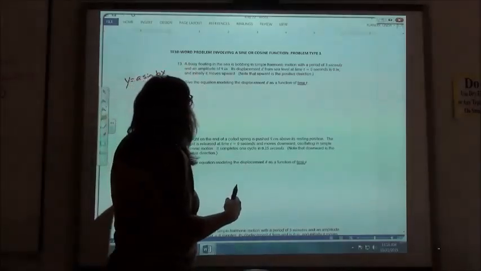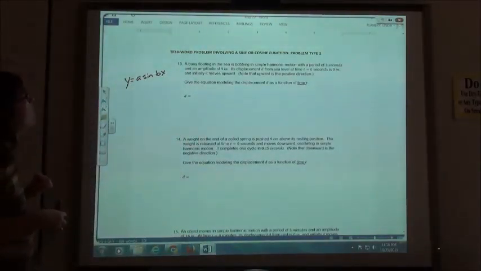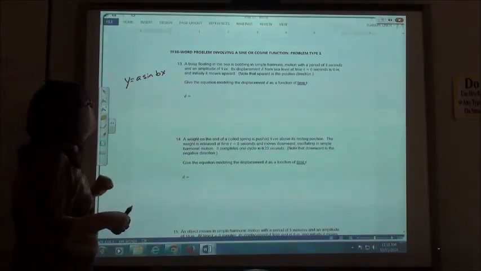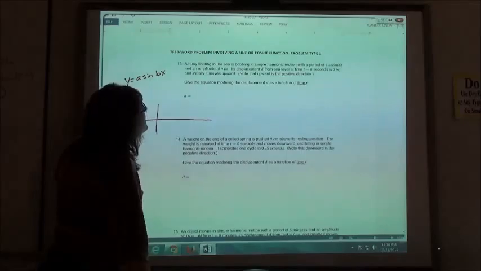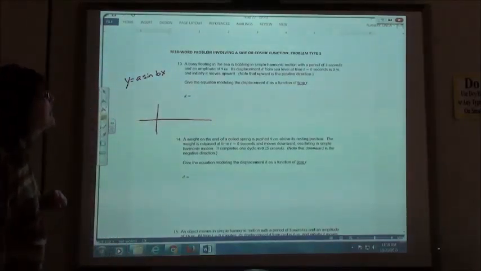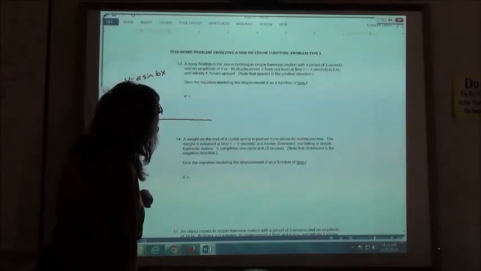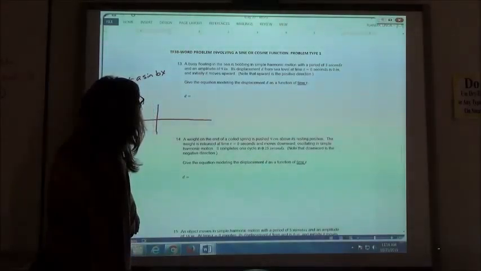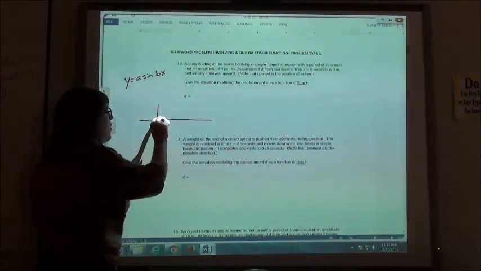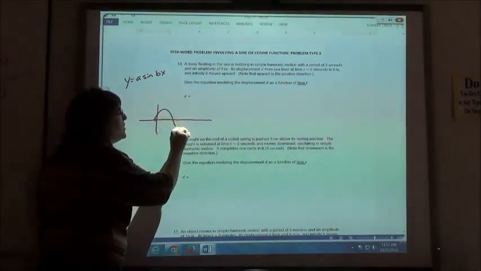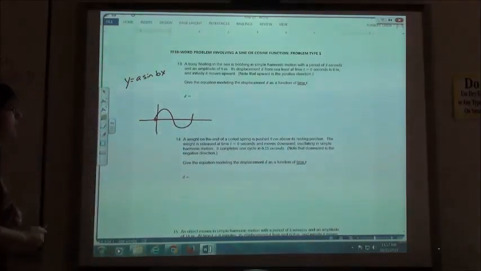It says a buoy is floating at the seas, bobbing in simple harmonic motion with a period of 3 seconds and an amplitude of 9 inches. Its displacement d from sea level at t equals 0 is 0 inches, and initially it moves upwards. So it means it starts here at 0, 0. Initially it's going to move upwards. It has simple harmonic motion, so we're going to have our sine curve.